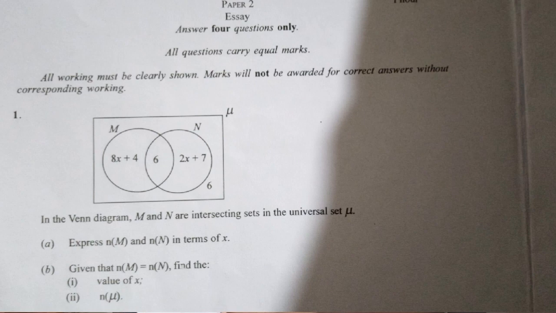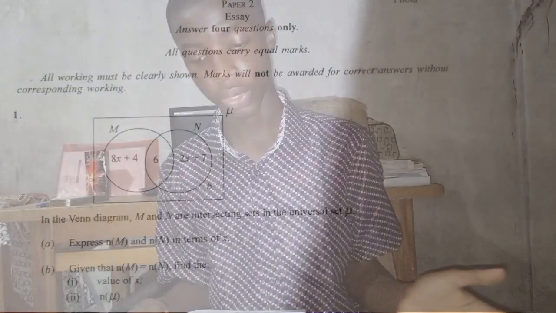Answer 4 questions only. Out of the 6, you're supposed to answer only 4, and all working must be shown clearly. Marks will not be awarded for correct answers without corresponding workings. So you can't get full marks for your correct answer without your methods. So let's start with question 1.